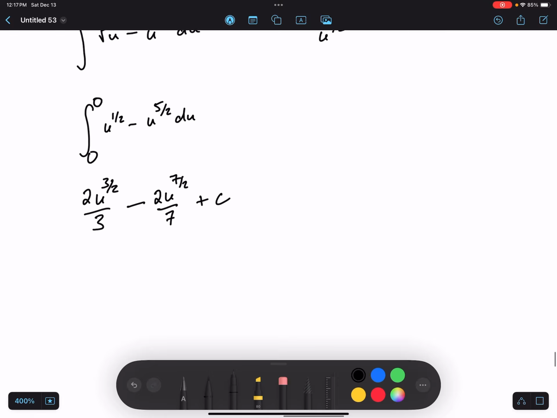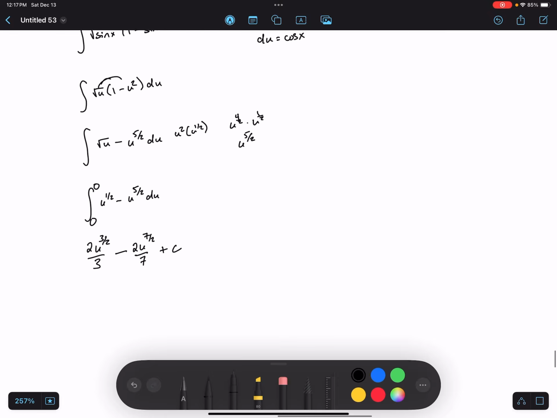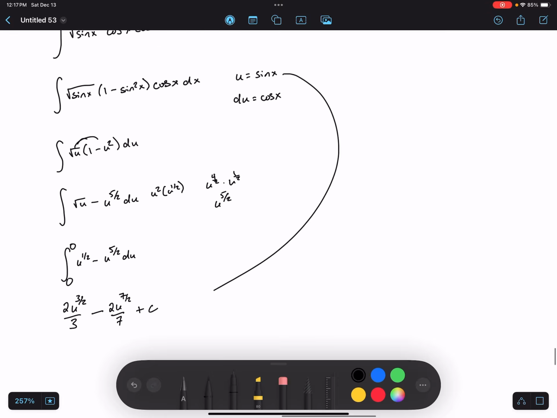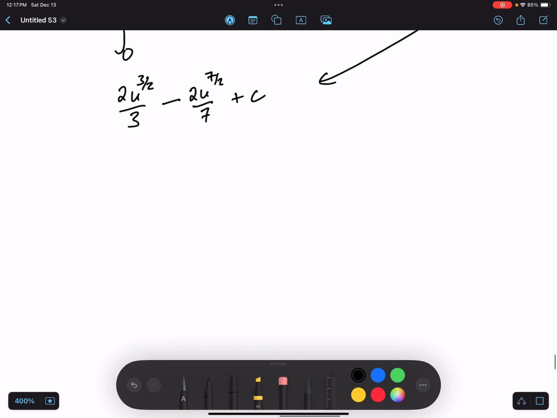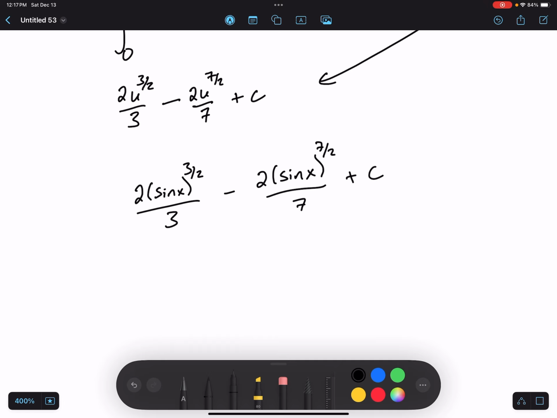Finally, just to complete this, we have to go ahead and plug back in our u value. In this case, we substituted u using sine x, so this problem will be 2 times sine x to the 3/2 over 3 minus 2 times sine x to the 7/2 over 7 plus C. And that is the result of our integral.